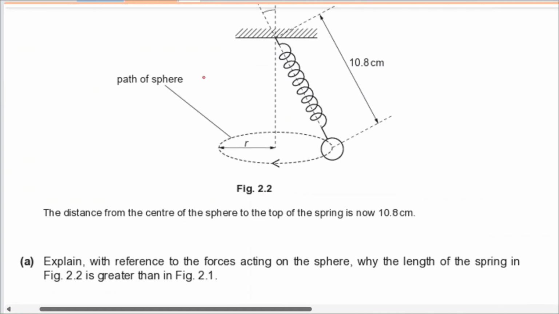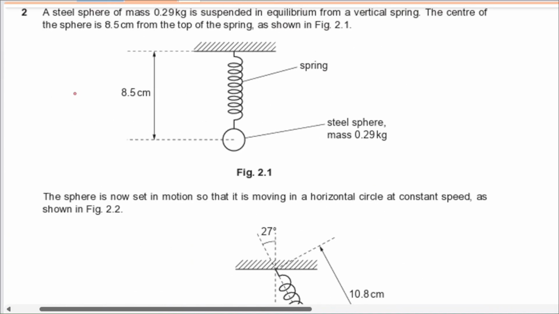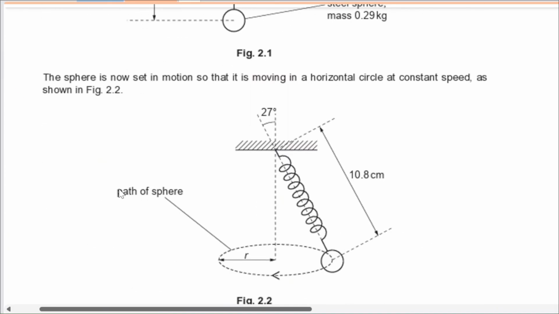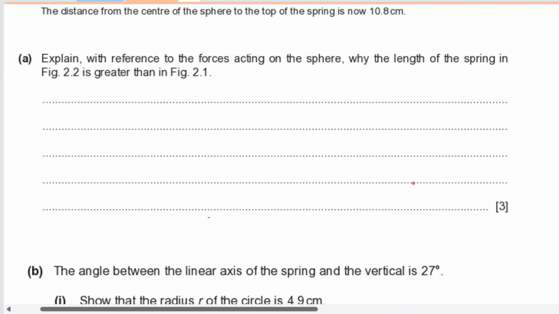So they say that the distance from the center of the sphere to the top of the spring is now 10.8 centimeter. So you see it was 8.5, and now it's been extended to 10.8 centimeter. Okay, so part A says: explain with reference to the forces acting on the sphere why the length of the spring in figure 2.2 is greater than in figure 2.1.